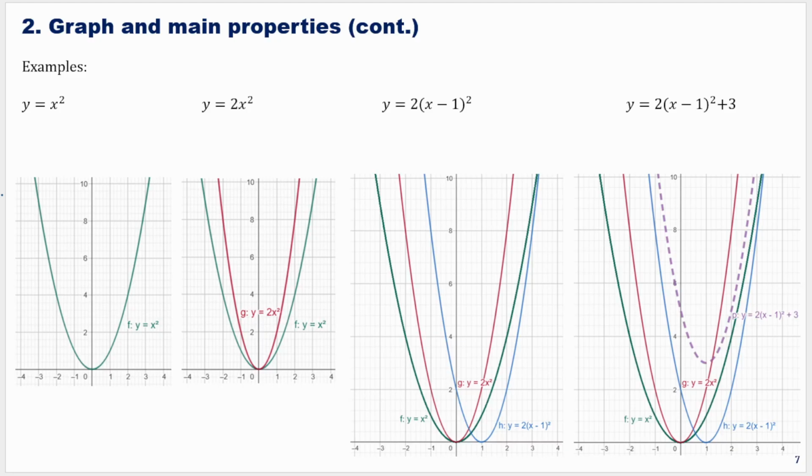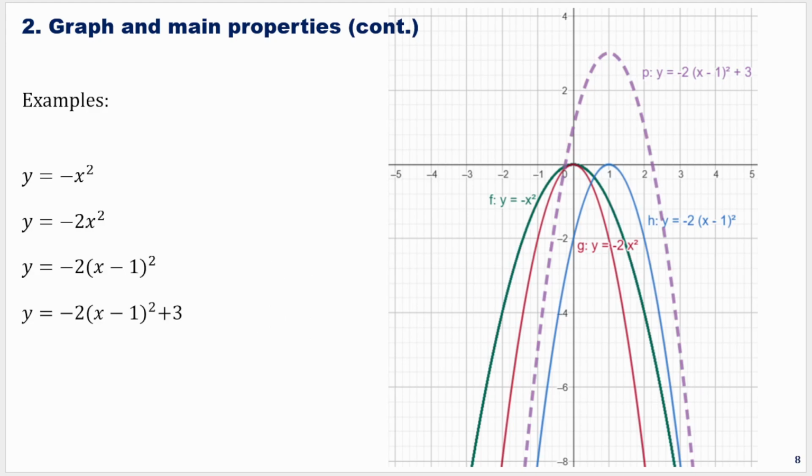So actually, the first parameter is related to the direction of opening. As you can see here, all of the four functions have positive leading coefficient, and all of them open upwards, right? You follow me? Yeah. If you change the leading coefficient to a negative number, all of these curves will be going down, will be opening down.